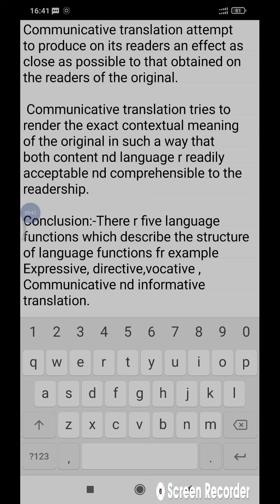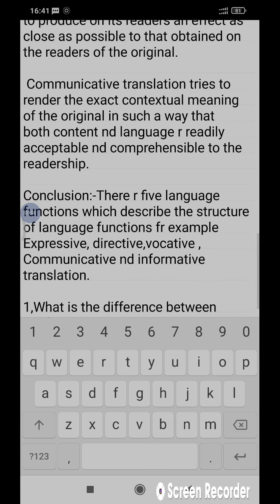So now I have a conclusion of this differentiation of the functional and the communicative translation. There are five language functions which describe the structure of language. For example, expressive, directive, vocative, communicative, and informative.